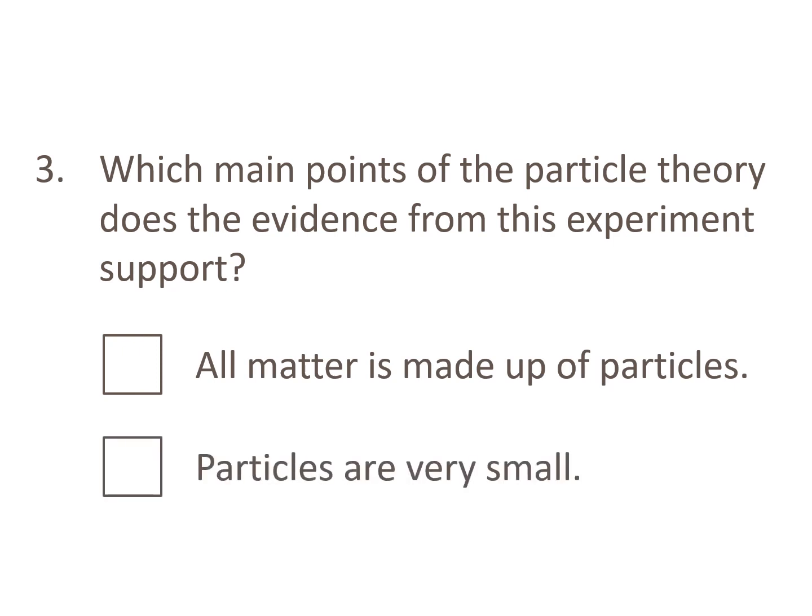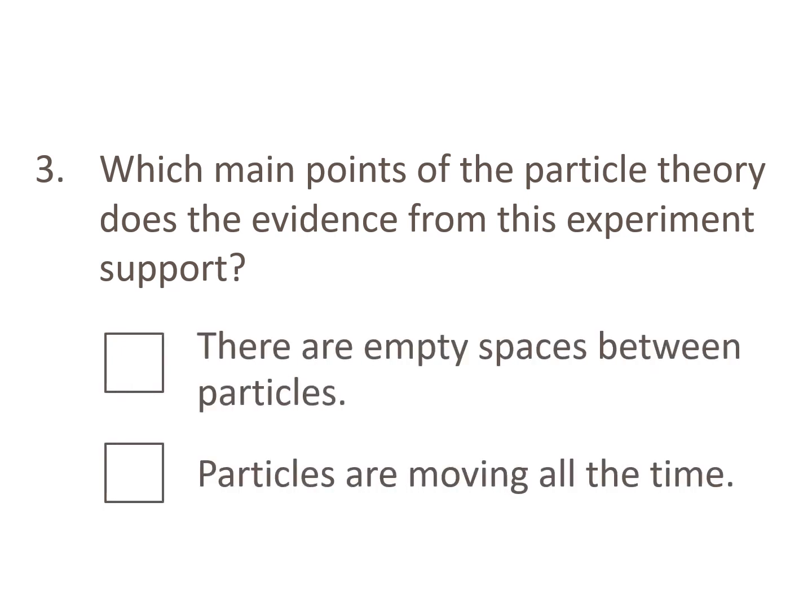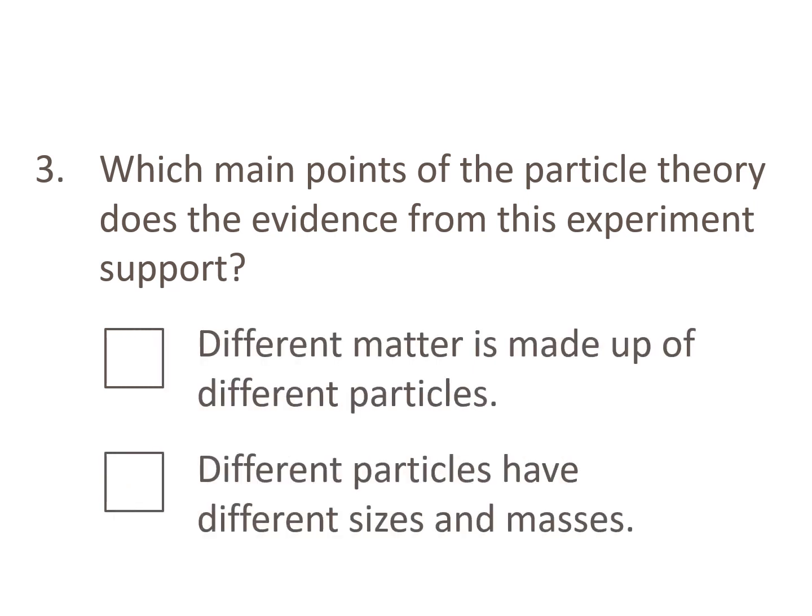What main points of particle theory does evidence from this experiment support? It tells us all matter is made up of particles, and particles are very small. There are empty spaces between particles, and particles are moving all the time. But it cannot tell us different matter is made up of different particles. It also cannot tell us different particles have different size and mass.